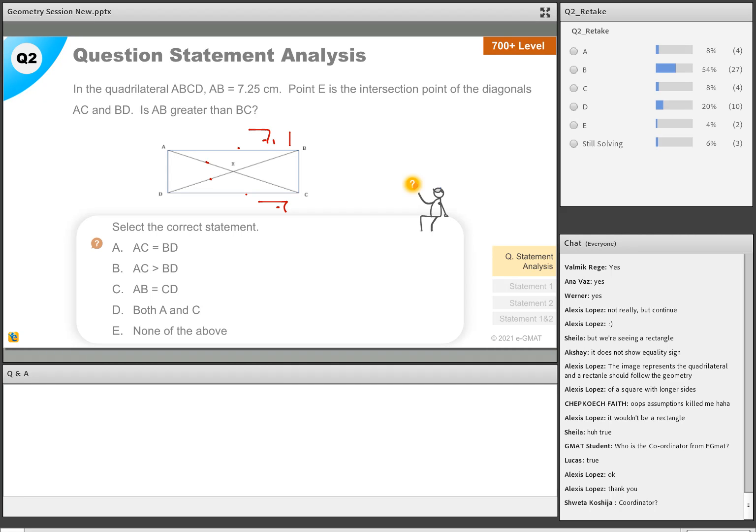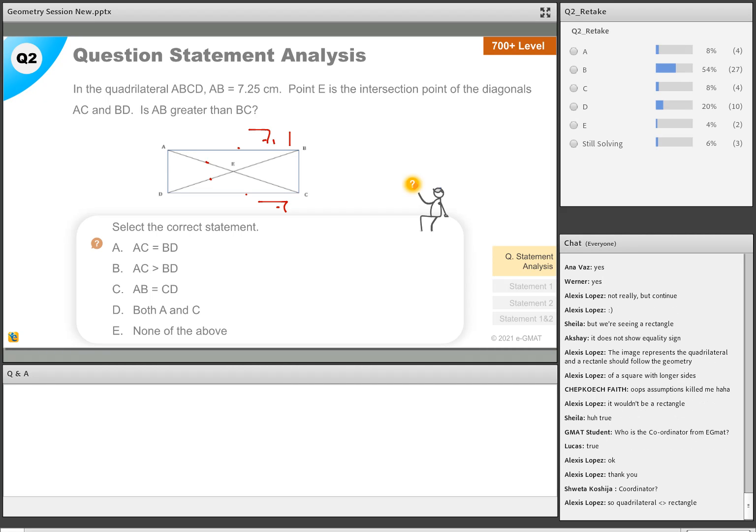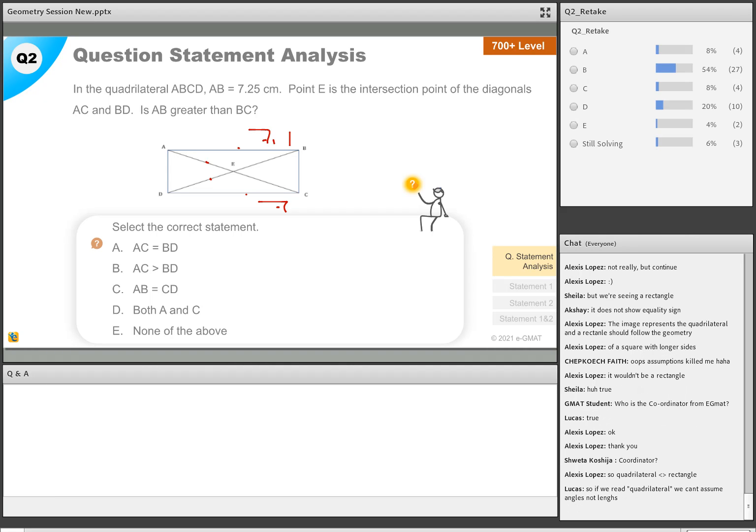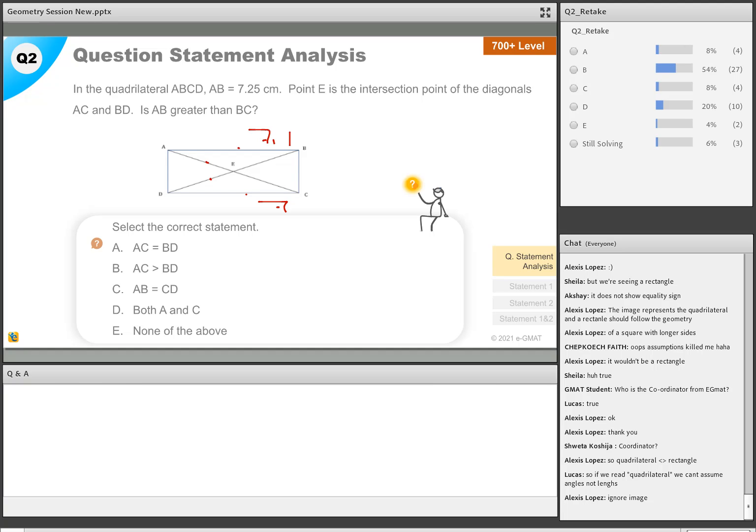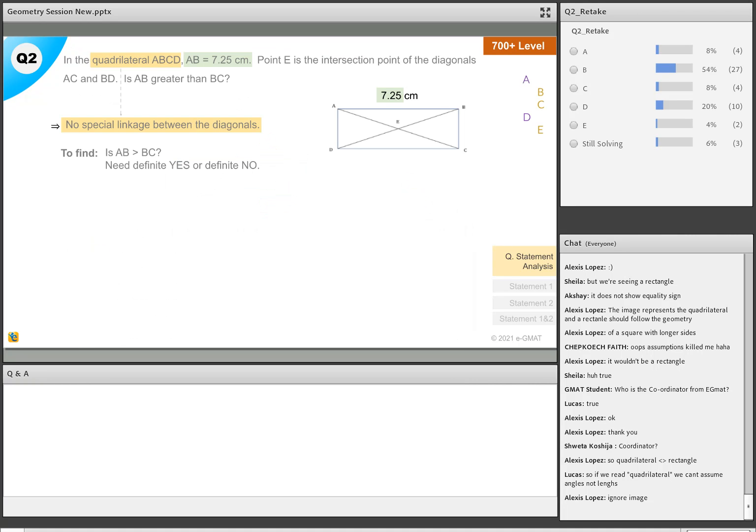So the learning that we got over here is do not assume something till that point is not explicit in the question, right? Yes, absolutely, Lucas. Same for you, Alexis. We cannot rely on the image 100%. Right. Okay, so let's go ahead.